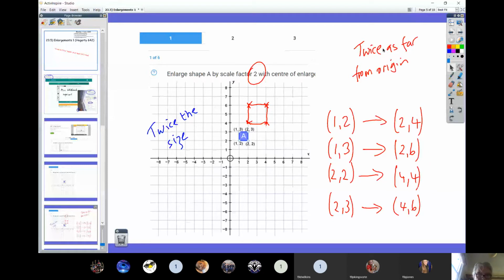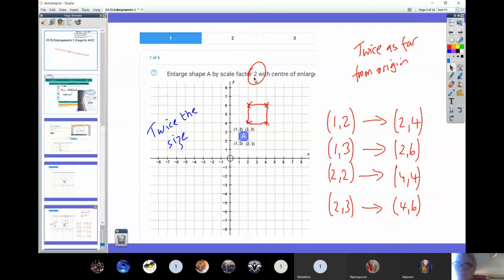It is the origin. So because it's scale factor 2, the shape is going to end up being twice as big. So at the moment, the square to start with was obviously 1 square along, 1 square up. So because it's scale factor 2, all those lengths are going to double, and it's going to be 2 squares along and 2 squares up. Now, not only is it going to be twice the size, it's also going to be twice as far away from the origin. So you have to do this point by point.